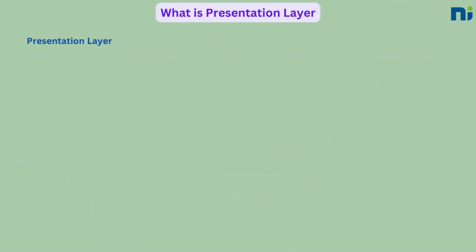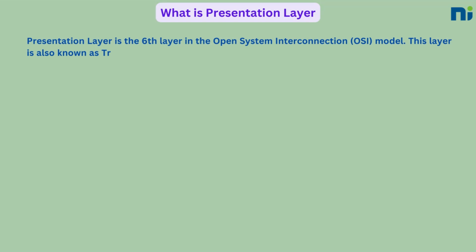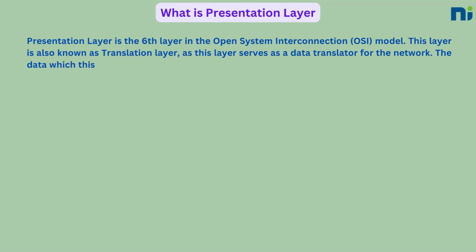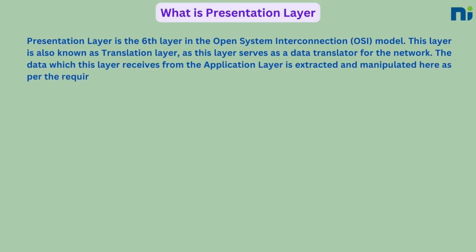What is Presentation Layer? Presentation Layer is the sixth layer in the Open System Interconnection, OSI, model. This layer is also known as Translation Layer, as this layer serves as a data translator for the network. The data which this layer receives from the application layer is extracted and manipulated here as per the required format to transmit over the network.